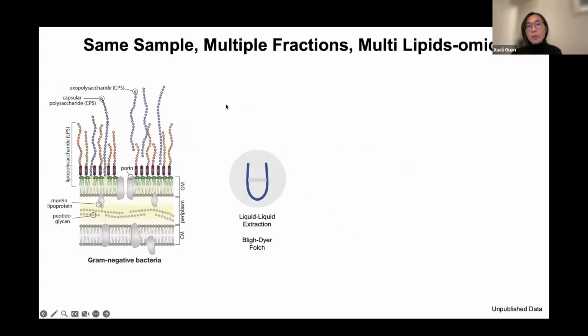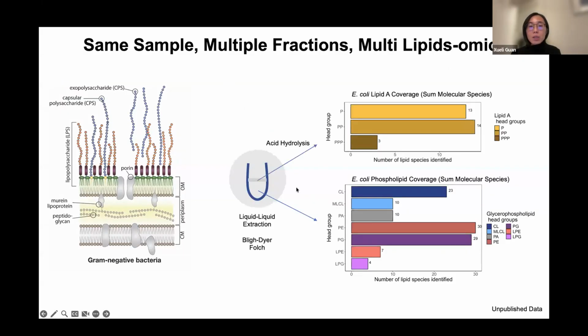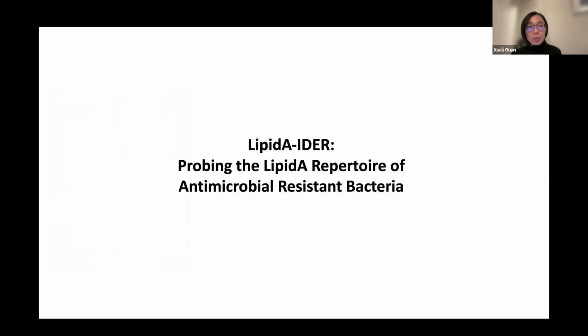As mentioned, from the same sample, we can have multiple fractions, and not just fractions for metabolomics from the upper phase of the liquid-liquid extraction. But for gram-negative bacteria, from the same extracts using Bligh and Dyer or Folch extraction, where we have the phase partitioning, we can isolate the phospholipids from the lower organic phase, and for lipid A, we can get it from the intermediate phase, and by acid hydrolysis to cleave off the sugar component, we retain the lipid A component from the bacteria, which can be subjected to LC-MS analysis for subsequent studies.